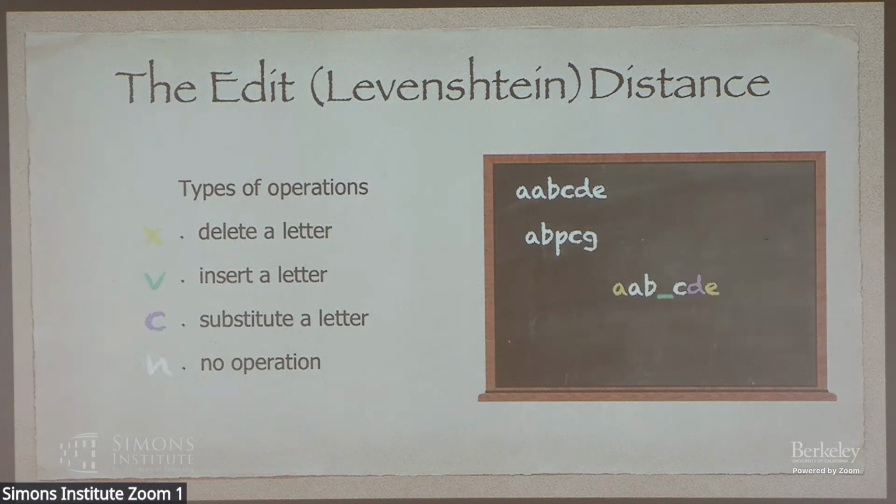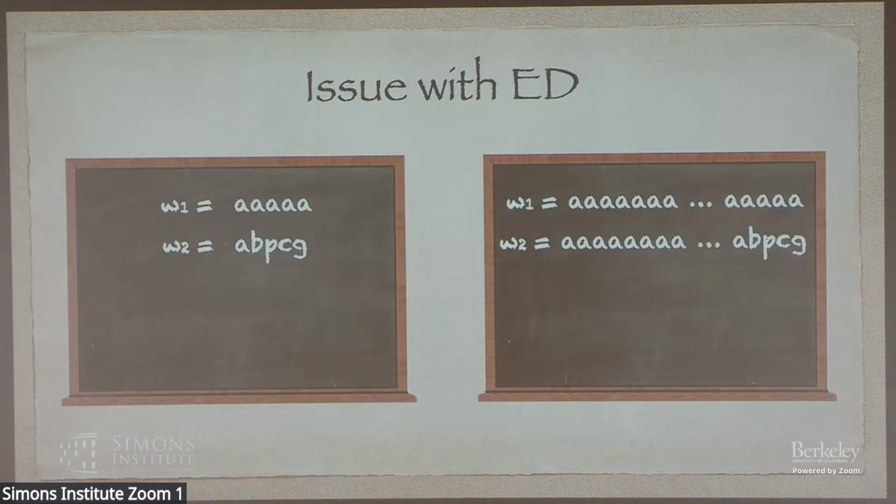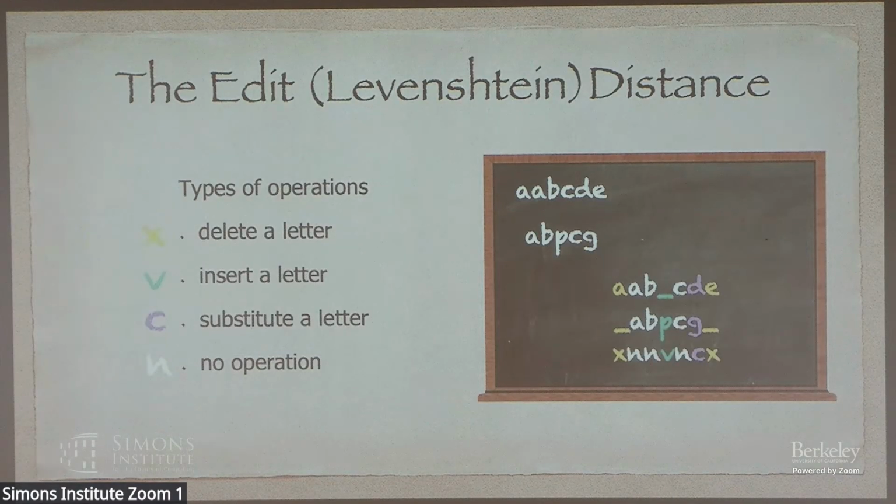So in this example, I can do the following. I delete the first letter, so this is an X. I do no-op, and then I insert here a P. I do no-op. I do substitution of D with G, and then I delete another X. And this way I get from the first word to the second word.